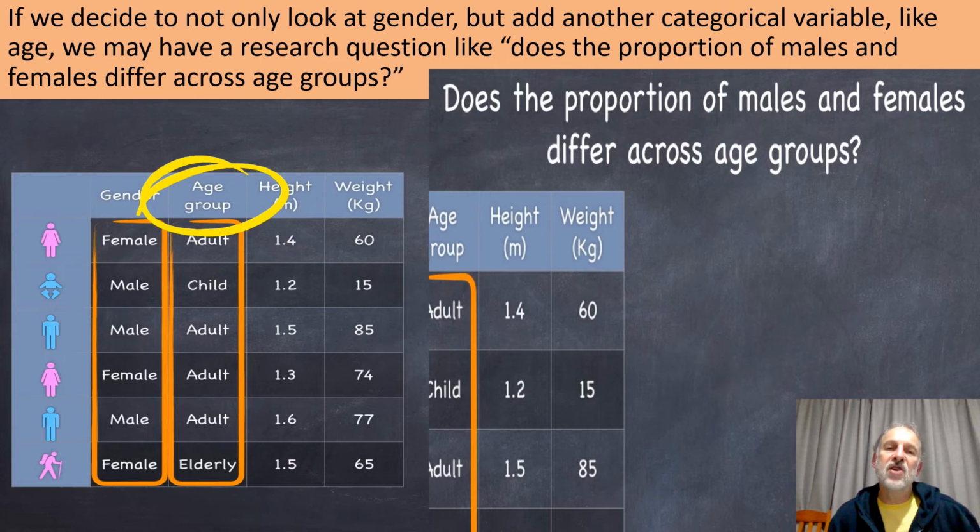So if we decide to not only look at gender, but add another categorical variable, like age, for example, we may have a research question like, does the proportion of males and females differ across age groups?